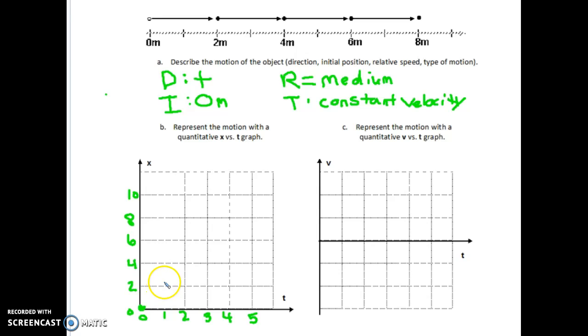So at time 1 second, I'm at position 2 meters. Time 2 seconds, I'm at position 4 meters. Time 3 seconds, I'm at 6 meters. And then time 4 seconds, I'm at 8 meters. And then I could connect those all with a relatively straight line.